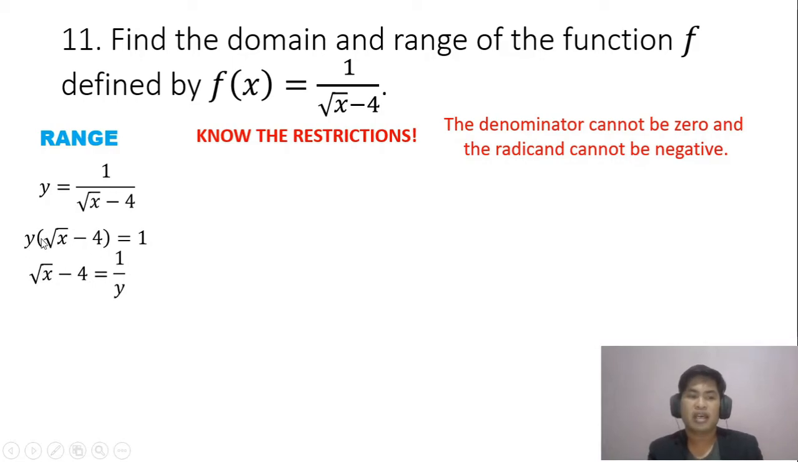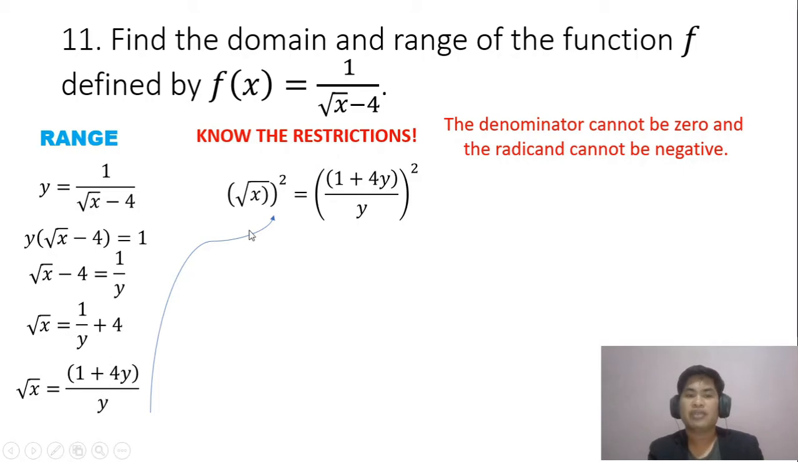Ato nang i-divide by y. So, we have 1 over y. So, we have square root of x minus 4 is equal to 1 over y. Then, you transpose negative 4, so we have positive 4. Then, you square. Ako pang ang LCD. So, we have 1 plus 4y over y. Then, you square. So, we have square root of x quantity squared is equal to 1 plus 4y over y quantity squared.